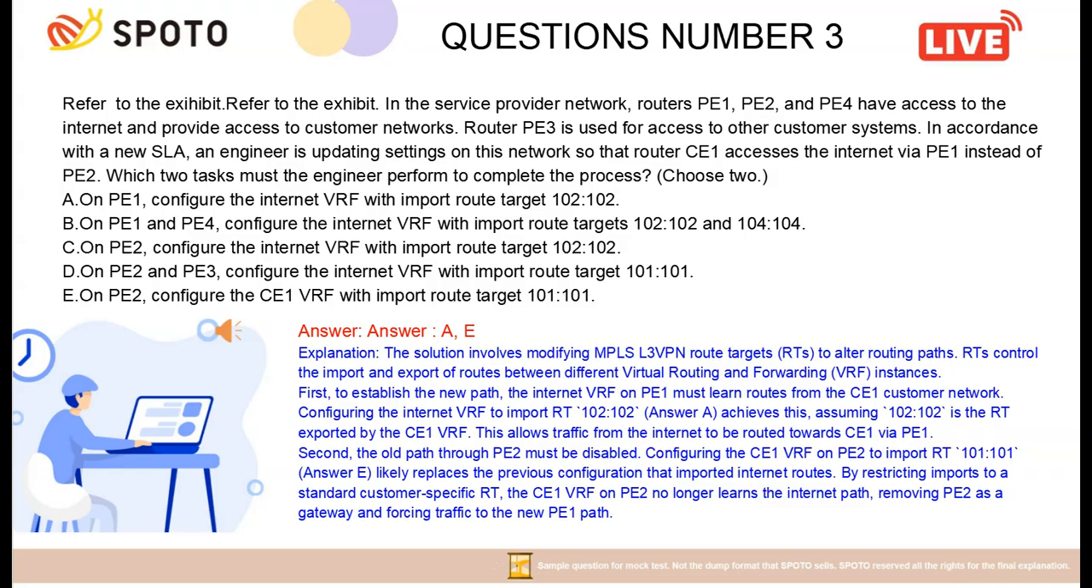Second, the old path through PE2 must be disabled. Configuring the CE1 VRF on PE2 to import RT 101:101, answer E, likely replaces the previous configuration that imported Internet routes. By restricting imports to a standard customer-specific RT, the CE1 VRF on PE2 no longer learns the Internet path, removing PE2 as a gateway and forcing traffic to the new PE1 path.